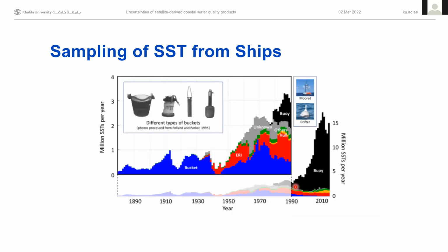We can also see that there was a kind of improvement in the sampling technology. At the beginning, they tried different types of buckets, as you can see here, starting from 1890 till the 1990s, and after that we can see they started using drifters and mooring sensors to collect the sea surface temperature. So all of these could also add uncertainties to the SST estimation.